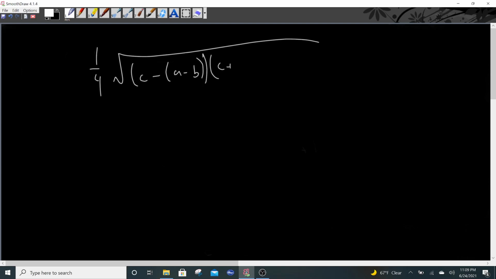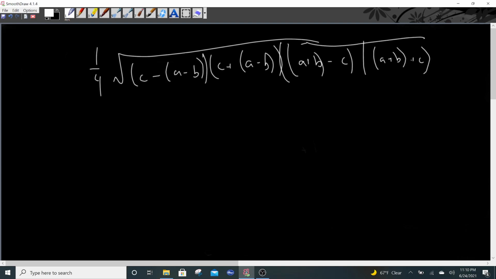We would have, let me write this all down, 1/4 square root of c minus a minus b, c plus a minus b, and then a plus b minus c, and, well, that was an unnecessary end parentheses, so it would be c right there, times a plus b plus c, and then that.